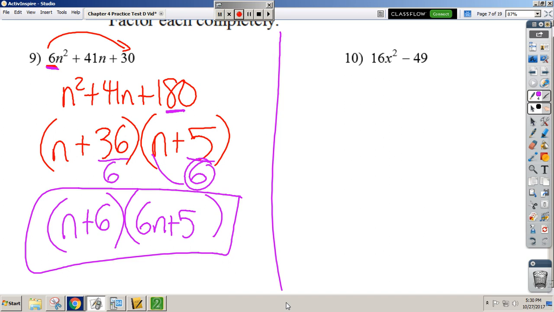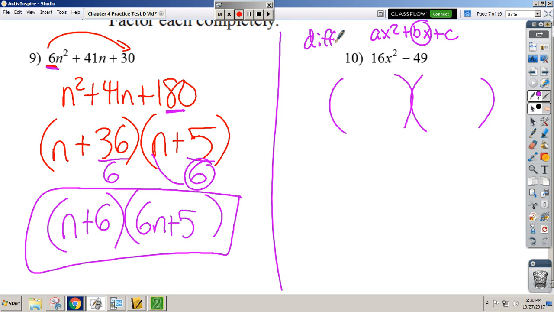This last factoring problem, this is what's called a difference of squares. Notice that if we write standard form above this, there is no bx term. It just has an x squared and just has a number. So the pattern for factoring those types of problems is, it's called a difference of squares. Let me write that. Difference of two squares.